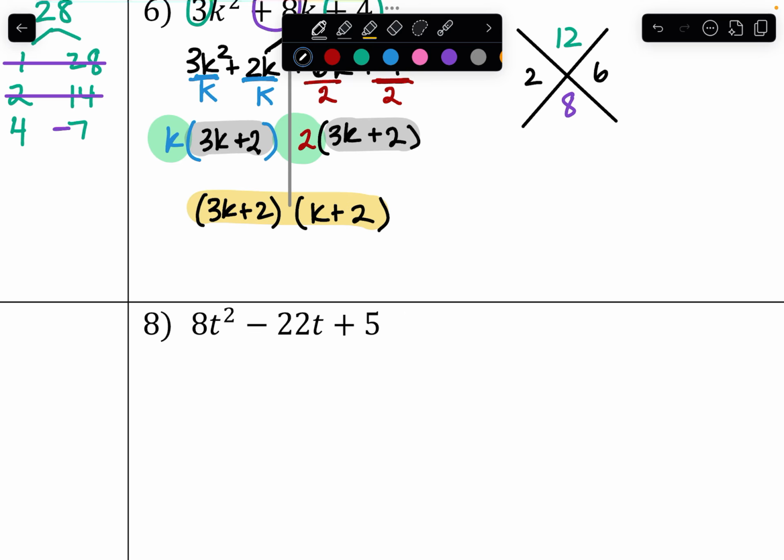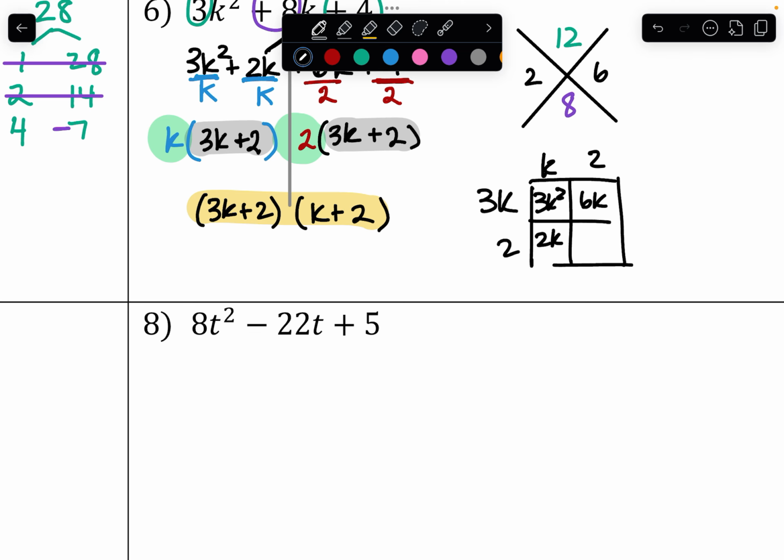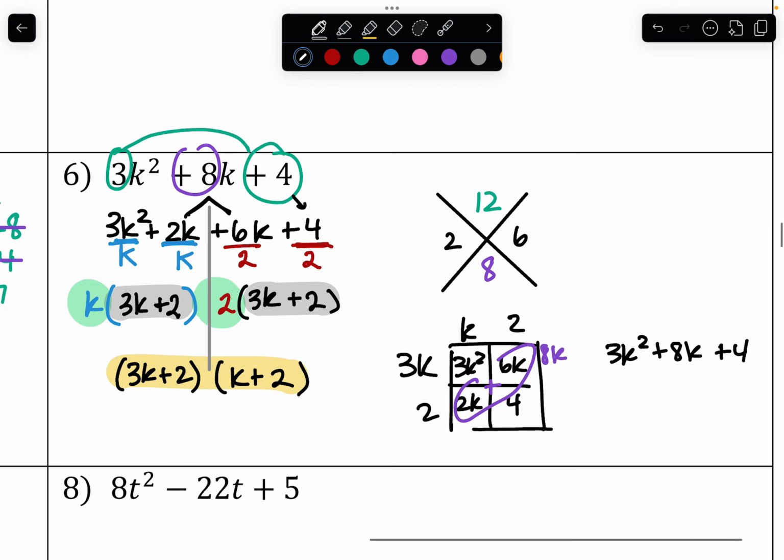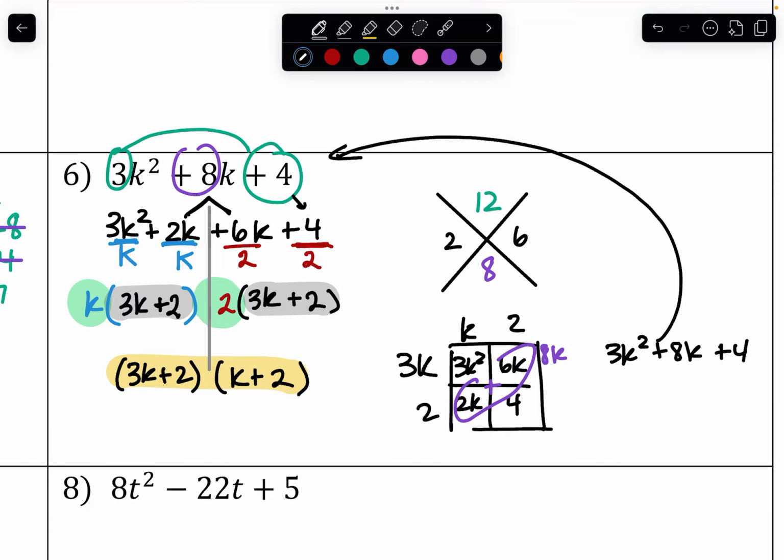Okay, and again, you can still multiply it back out to check your work. So 3k plus 2 times k plus 2 gives me 3k squared, 6k, 2k, and then 4. And then when we combine our like terms, we get 8k. And so 3k squared plus 8k plus 4, which was our original polynomial.